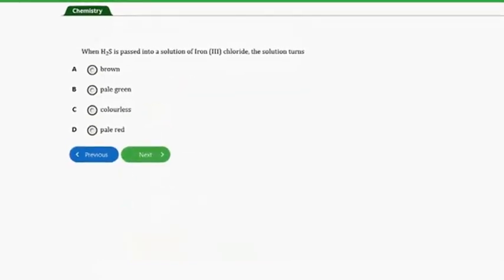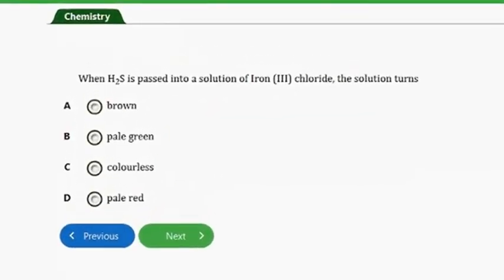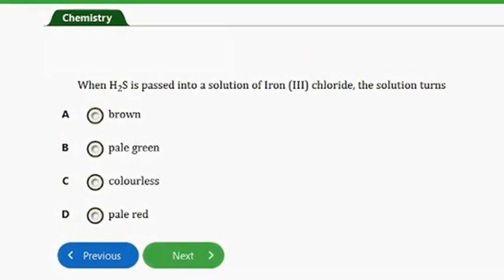So guys, let's consider the next question. That's question number 2. It says, when hydrogen sulfide is passed into a solution of iron 3 chloride, the solution turns A, brown, B, pale green, C, colorless, D, pale red. So guys, the answer to this question is option B, and that's pale green. Hydrogen sulfide, being a reducing agent, reduces the reddish brown iron 3 ion to greenish iron 2 ion. So guys, that's it for that question.